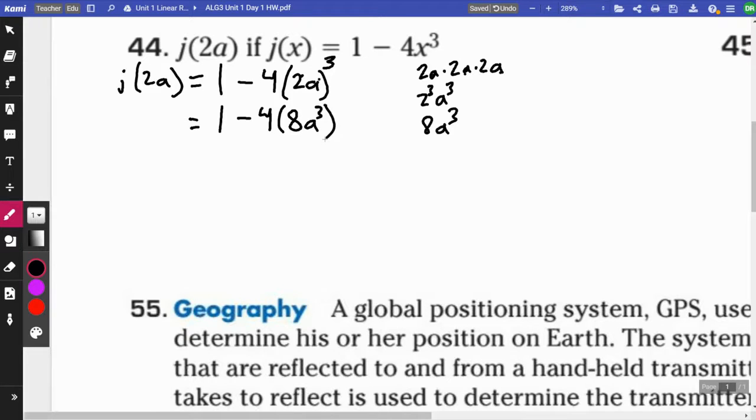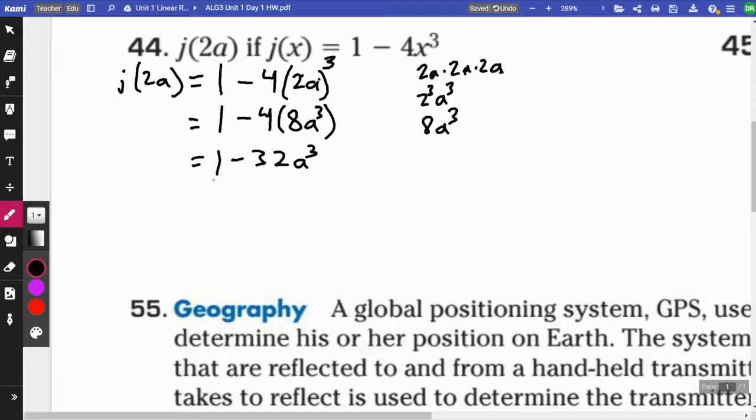And now the parentheses don't mean a whole lot, because it's only separating it from a 4, which is multiplying it. So we can do the multiplication next. 1 minus 4 times 8 times a to the third is 32a to the third. And nothing happens with the a, because this expression is just 4 times 8 times a to the third. And we don't know what a is, so we're done there.